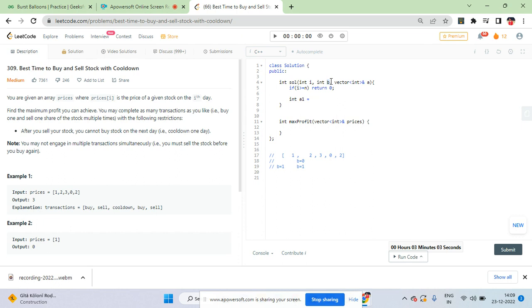So without buying and selling means this b array will not get changed. So what will be changed? You will move to i plus 1, the next index. b will not get changed. That's about it. Otherwise, you have two possible options.